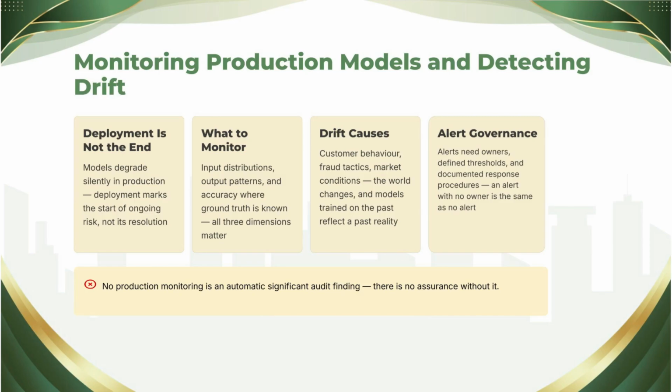What metrics are monitored? What thresholds trigger action? Who receives the alert? And what did they do last time one fired? Ask for the last 3 months of alerts. Silence in the alert log means either a perfect model or a blind monitor. Guess which is more common.